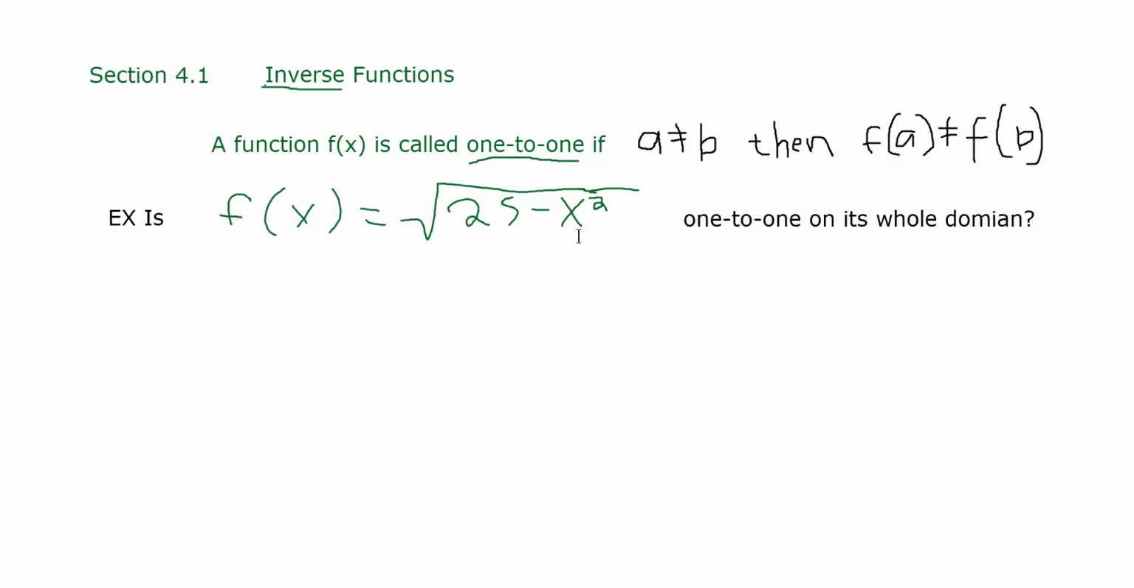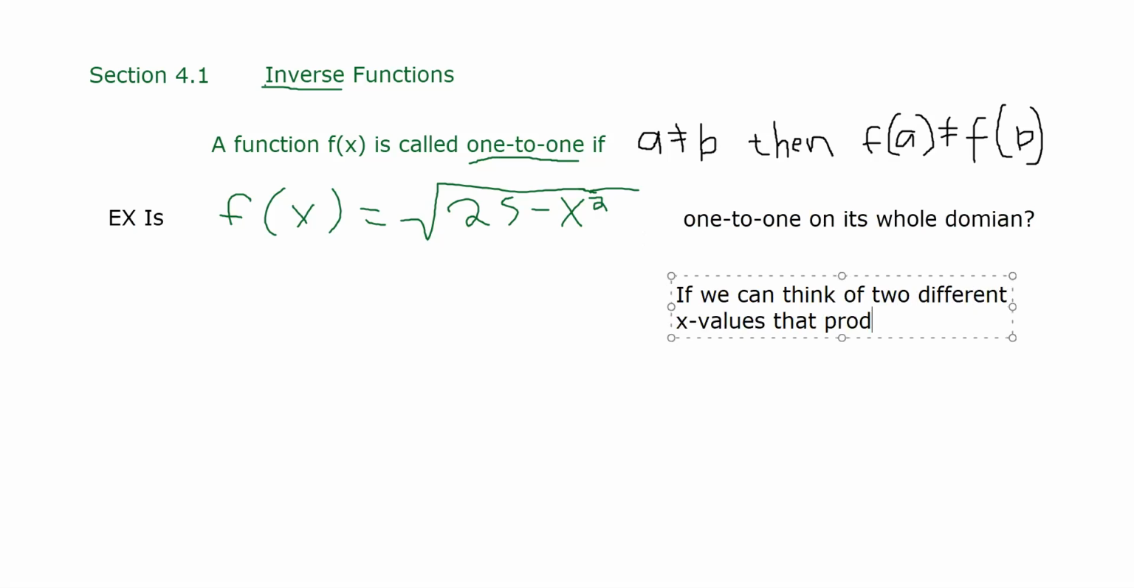Now, it's hard to say exactly without maybe looking at the graph, but we also haven't exactly looked at how to graph something like this. Or it turns out it kind of will be something we could graph in theory, but we're not quite going to go that route. Instead, what I'm going to say is, well, if we can think of two different x values that produce the same y value, this will not be one-to-one.